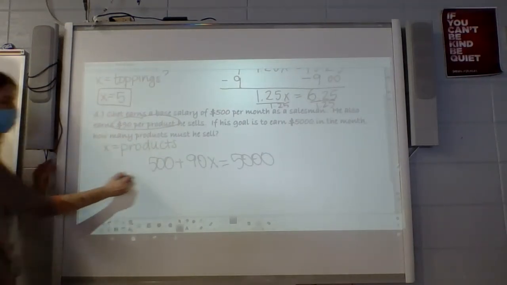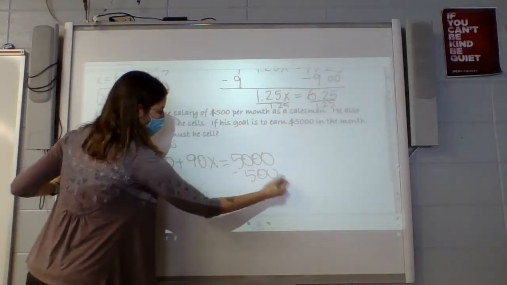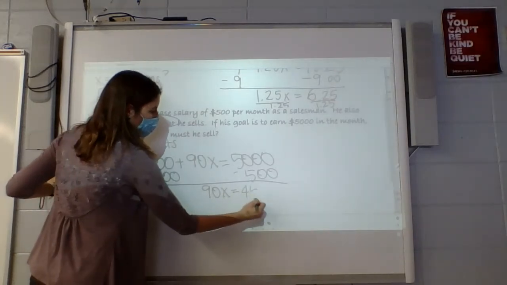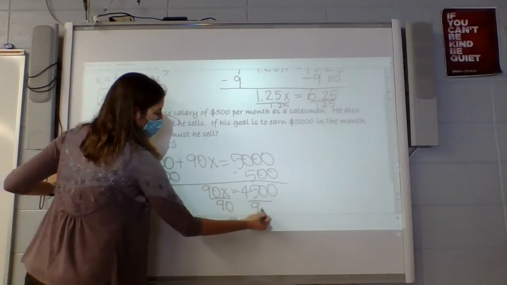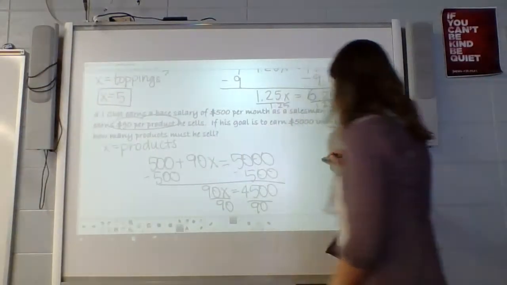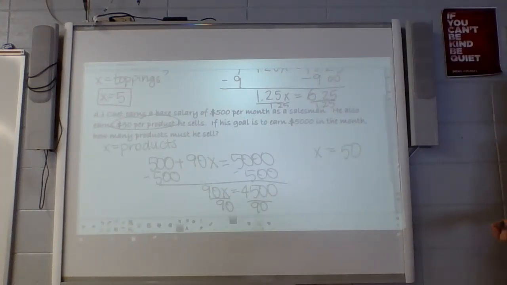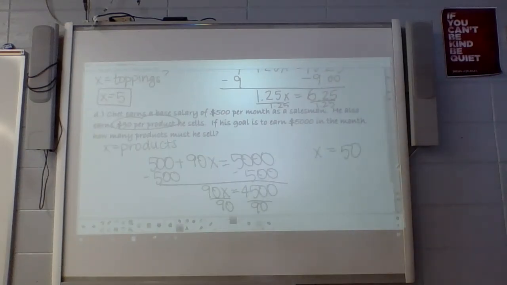We're going to move that 500 over. So this is going to be 4,500. And so he'd have to sell, what is that, 50? 50 of whatever product it happens to be. And if it's like houses, might be a lot. If it's cars or something smaller, it kind of depends.